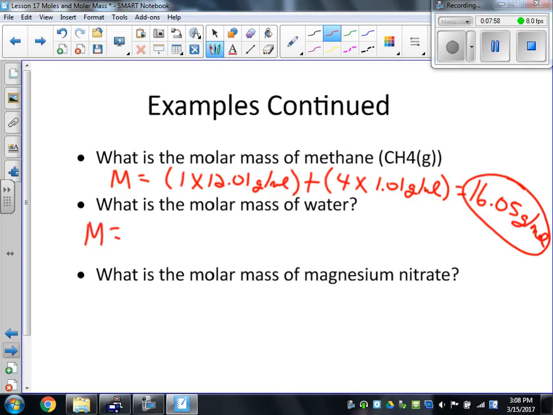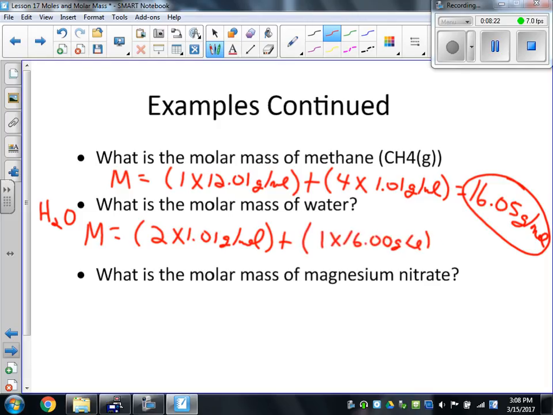Okay, well, we know water is, of course, H2O, yes? Make sure you have a formula there first, yeah? So molar mass of H2O. So we have what? 2 hydrogens, so 2 times 1.01 grams per mole, and I got 1 oxygen, yes? So 1 times 16 grams per mole.